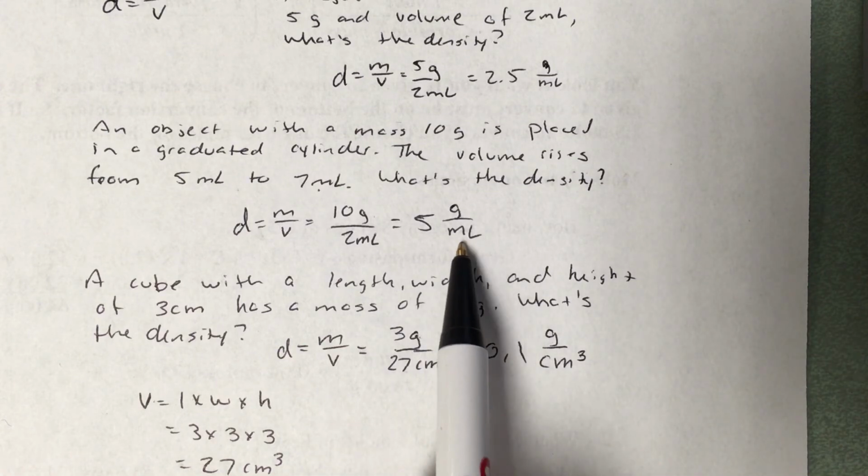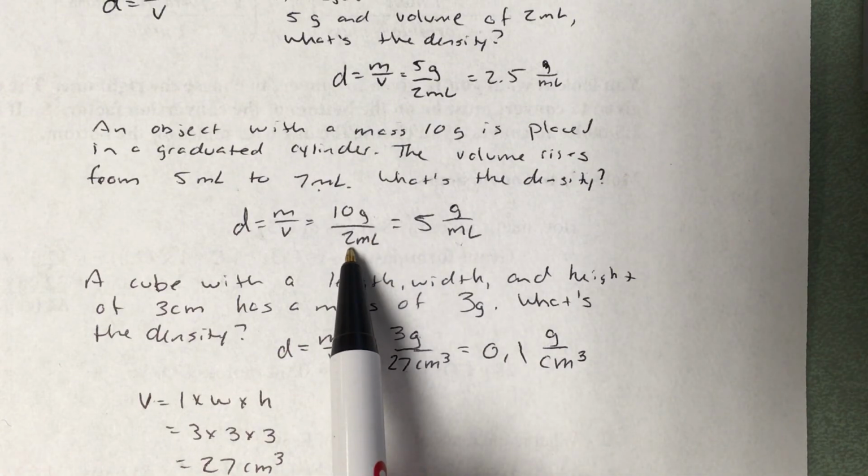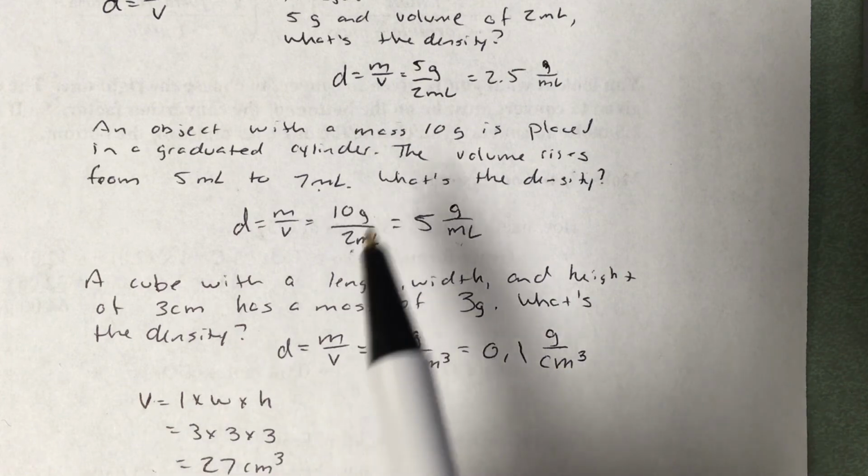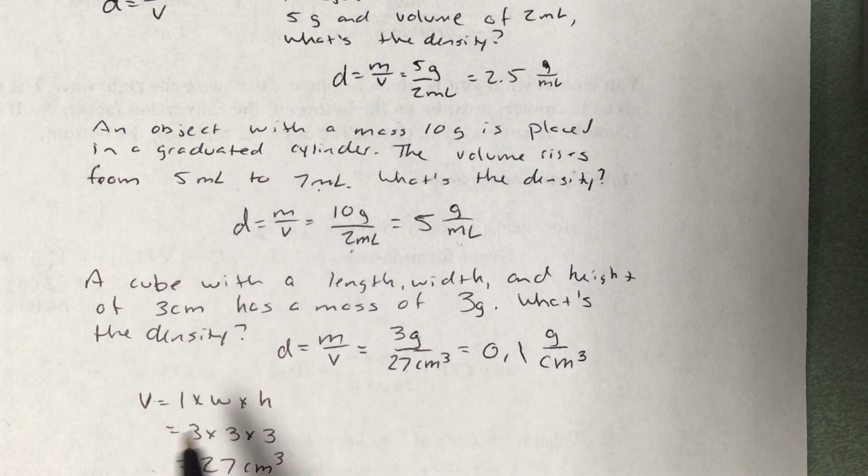When you're using graduated cylinders, you get milliliter measurements for your volume. When you're calculating it, it's typically going to be centimeters cubed for your volumes. That's it. Once you get past this volume by displacement or calculated volume idea, it's all the same equation. It's always mass divided by volume.